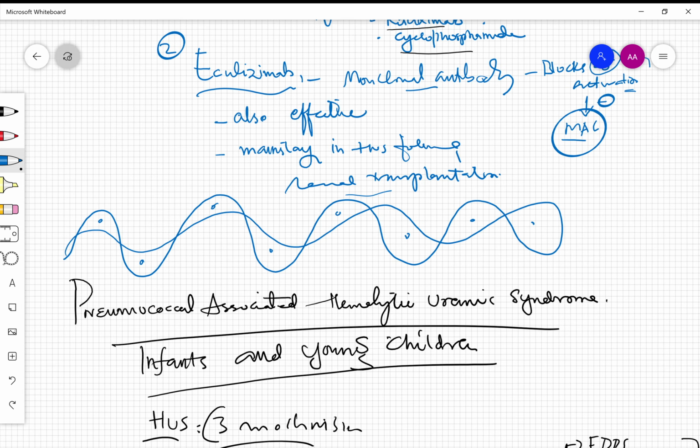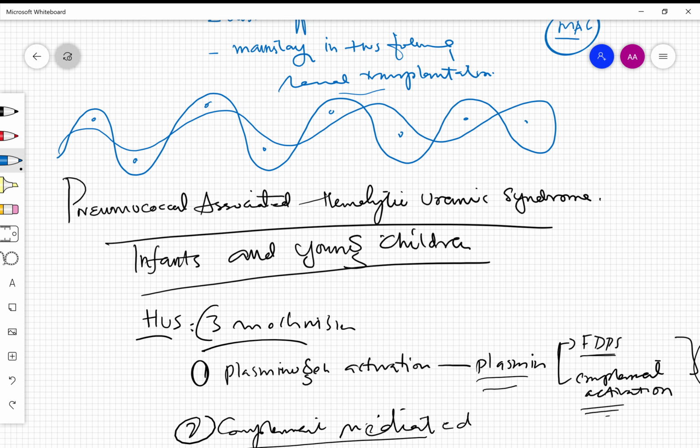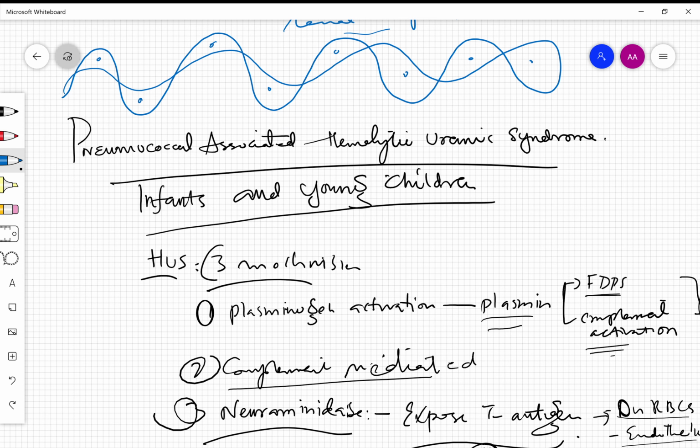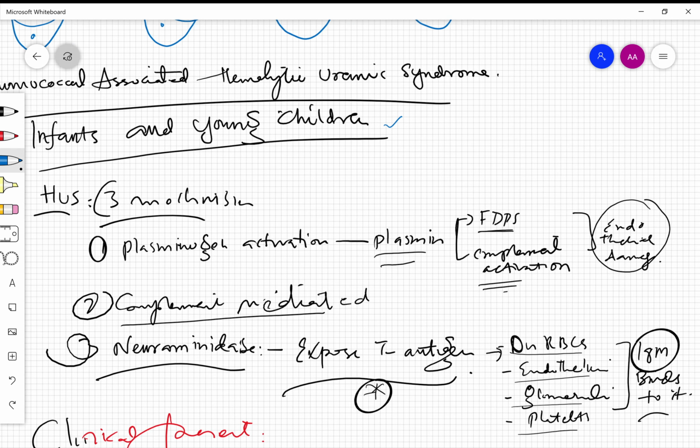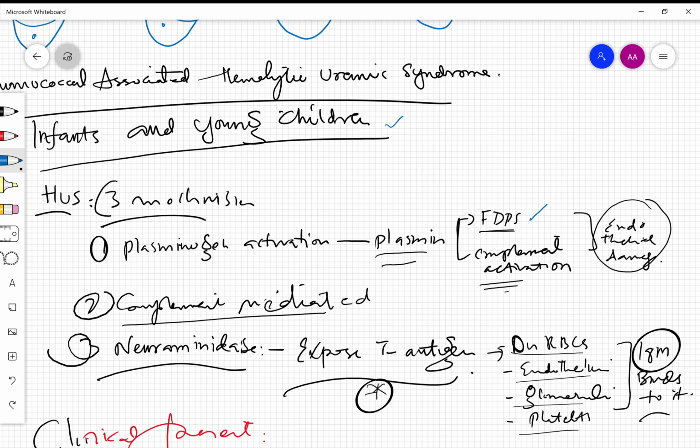Okay, I will be discussing another HUS which also is somehow related to atypical HUS, that is pneumococcal associated hemolytic uremic syndrome. It occurs most commonly in infants and young children, and three mechanisms have actually been supposed to be at the core of causing HUS, and one is the plasminogen activation, where more plasmin is produced, and that leads to FDPs and complement activation, resulting in endothelial damage.